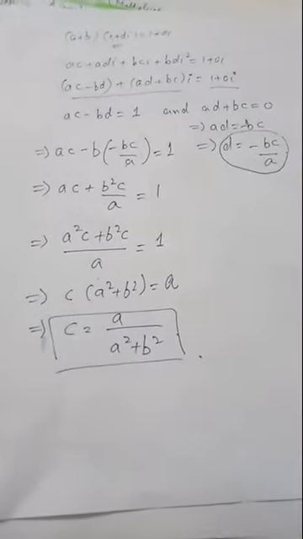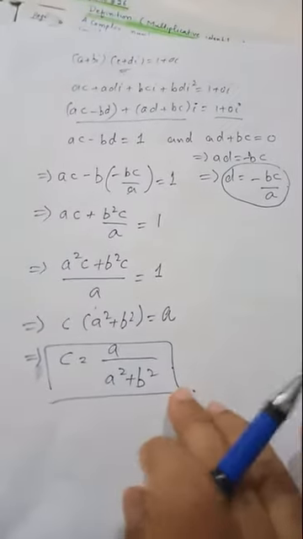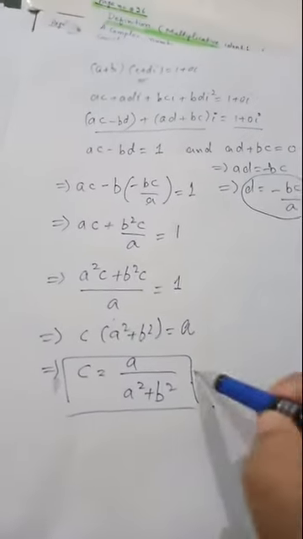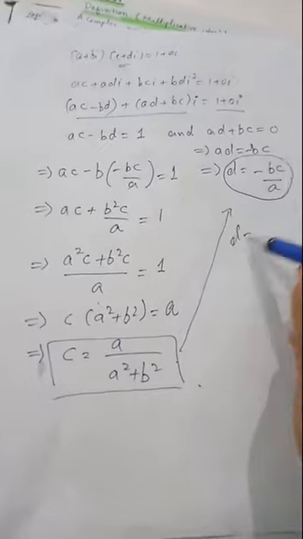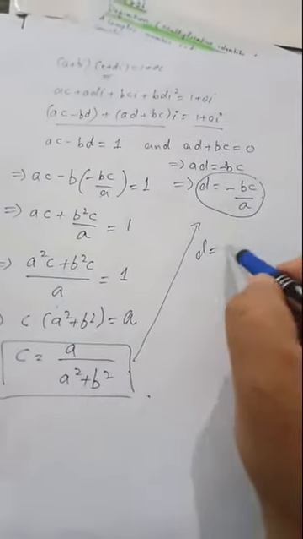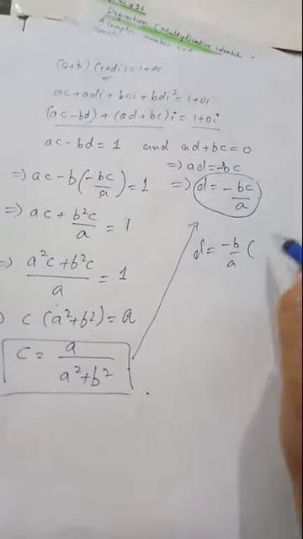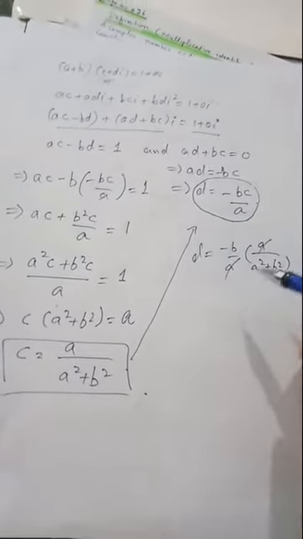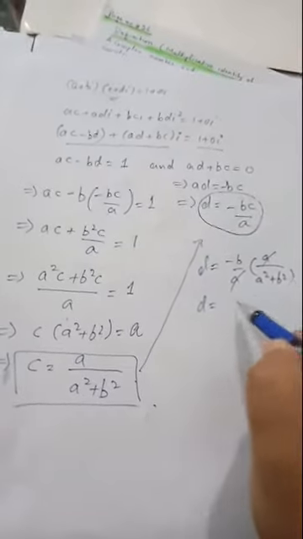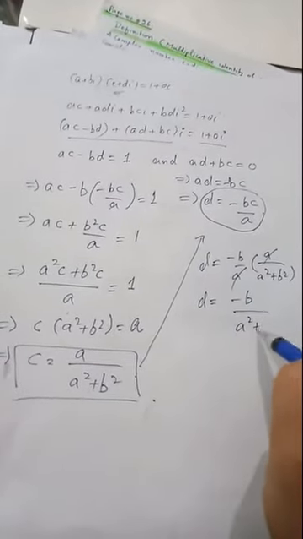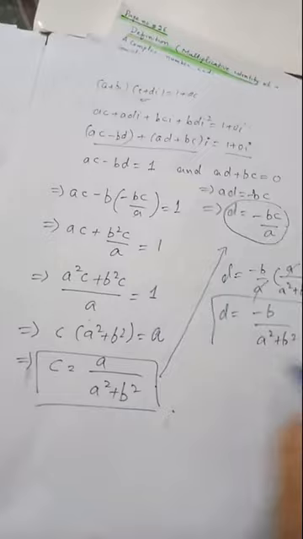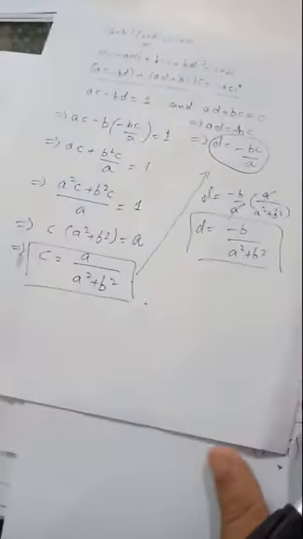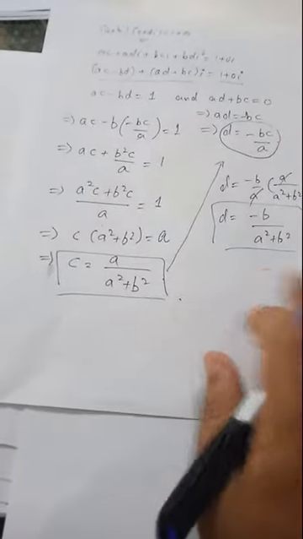This is the value of c. Now put this value in d. So d will become minus b by a. The value of c is a divided by a square plus b square, so this a will be cancelled with this a, and d will be minus b divided by a square plus b square. So this is the value of d. So the complex number: this is the value of c and this is the value of d.